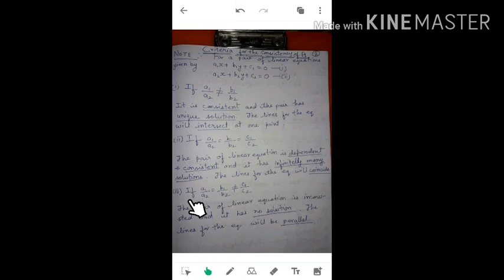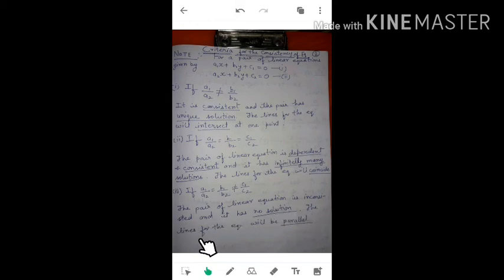Now the third case arises: if a1 by a2, the ratio of the coefficients of x, is equal to the ratio of the coefficients of y, but it is not equal to the ratio of the constants in both equations. That is, a1 by a2 is equal to b1 by b2, and it is not equal to c1 by c2. In this case, the pair of linear equations is inconsistent. Inconsistent means it has no answer. We are not able to find the values of x and y in this case.